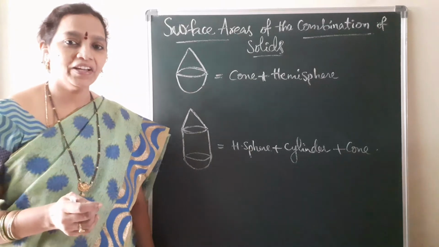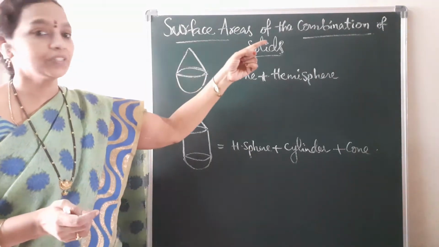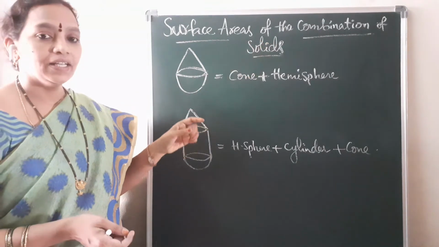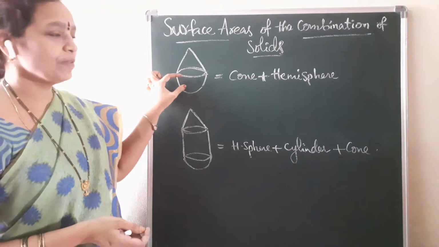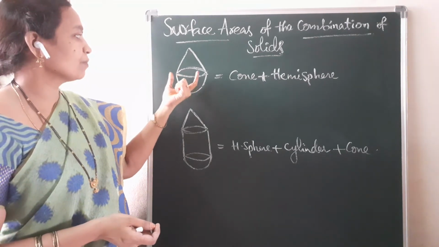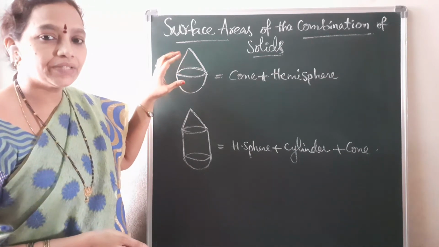Hi everyone. In this video I am going to explain about the surface areas of a combination of solids. Suppose a cone is combined with a hemisphere, a hemisphere surmounted by a cone. Then how can you find out the total surface area of this figure?